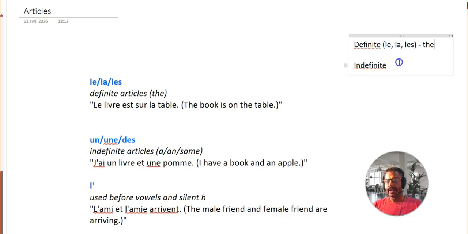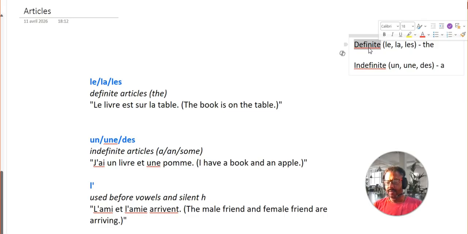Okay, and then comes indefinite articles. There are also three types, three categories into it. Un for masculine singular, une for feminine singular, and des for plural. This in English is equivalent to "a" or "an". So just broadly, with the article défini, we know whom the thing belongs to.